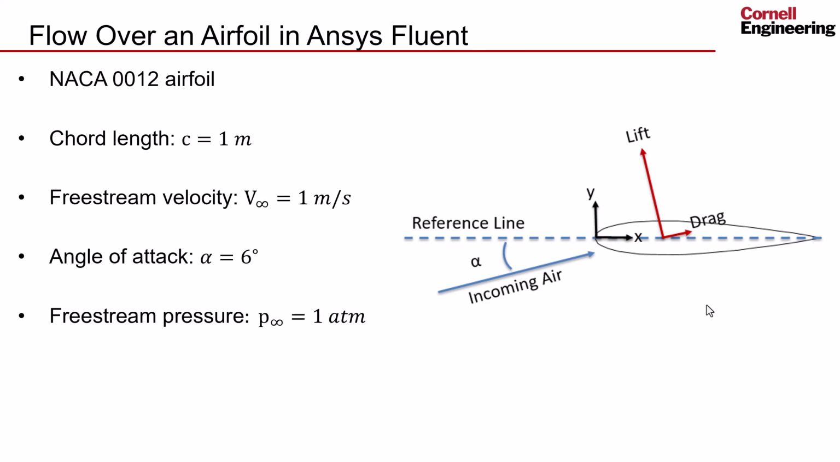Finally, we will use an atmospheric pressure of 1 atmosphere and assume the density of the air is 1 kilogram per meter cubed. Importantly, the coordinate system of our simulation will be aligned with the airfoil as shown in this schematic. This means that our incoming flow velocity will not be aligned with one of our coordinate axes and will therefore be represented in terms of 2 components.